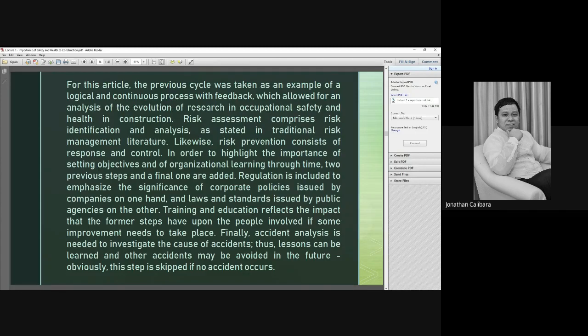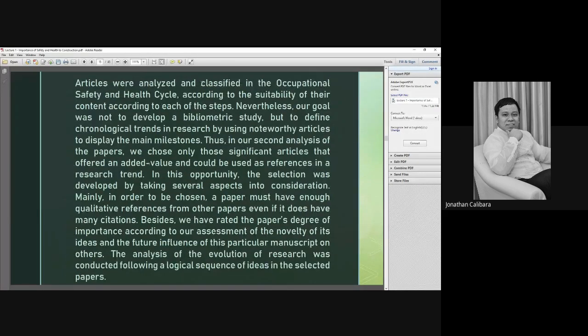So for this article, we just have to understand this part, the cycle that they used. We have to understand the simple things that they gave here, because you saw the safety culture. That is all of it. Next slide.